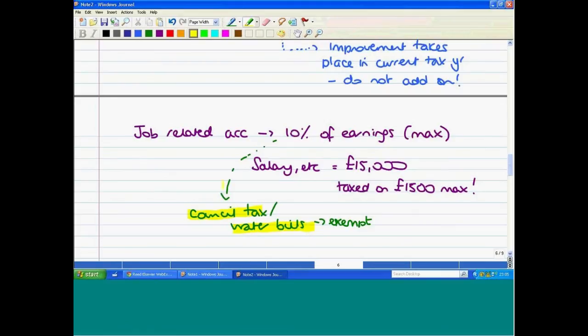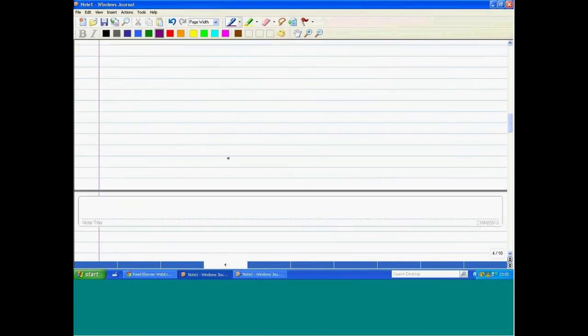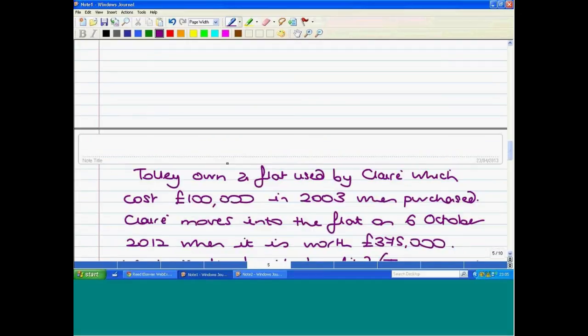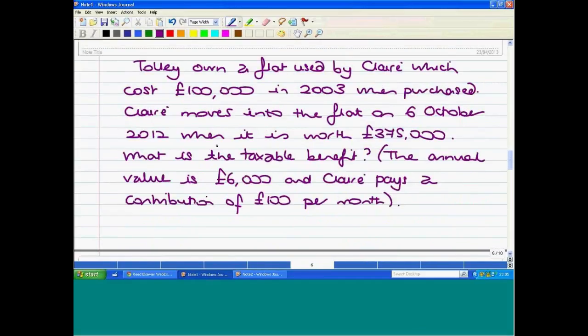Now, just to finish off, let's have a look at one more example just to put those rules into place. So here is one I prepared earlier. Let's say Tolley owns a flat used by Claire. The flat cost £100,000 in 2003 when purchased. Claire moved into the flat on the 6th of October 2012 when it was worth £375,000. What is the taxable benefit? We're told the annual value is £6,000 and Claire pays a contribution of £100 per month.